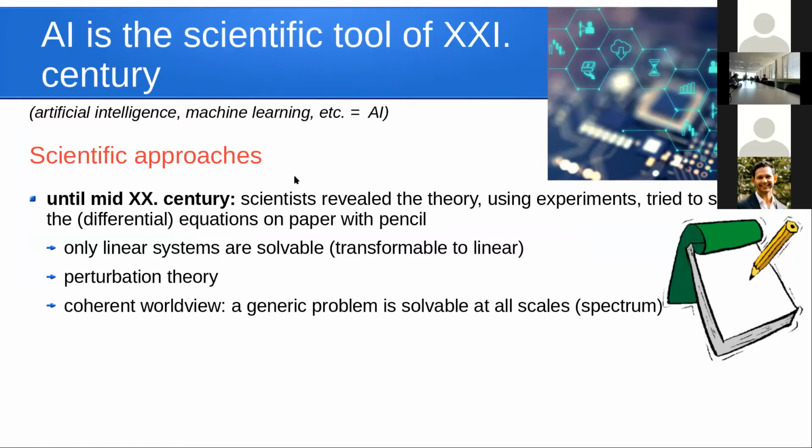Let's go a little bit into details, but very shortly. We are speaking about scientific approaches, and we know that until the mid 20th century, scientists sat down and worked out the theory by thinking, by observing the world, and they used paper and pencil to solve equations. But in this way, only the linear systems were solvable, or the systems which could be transformed to linear. And if there was non-linearity in the system, then one had to use perturbation theory.